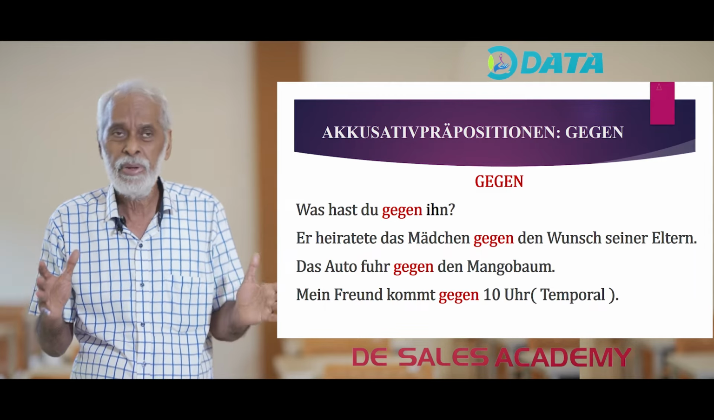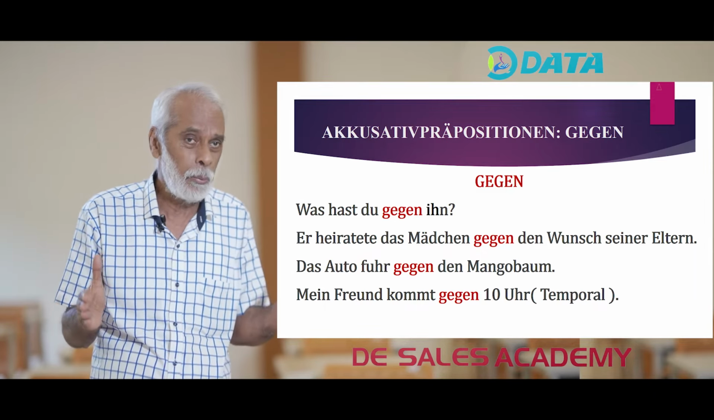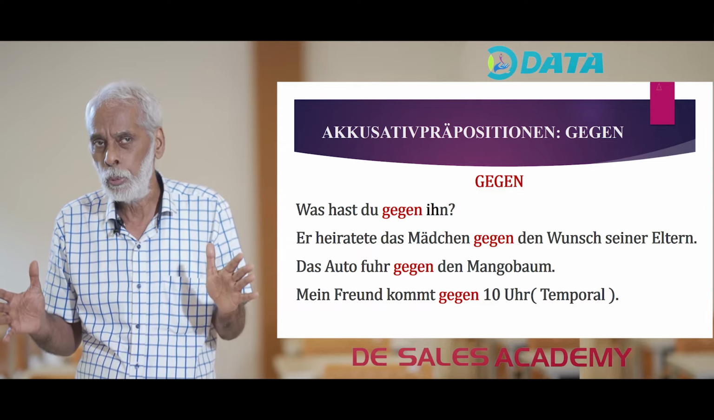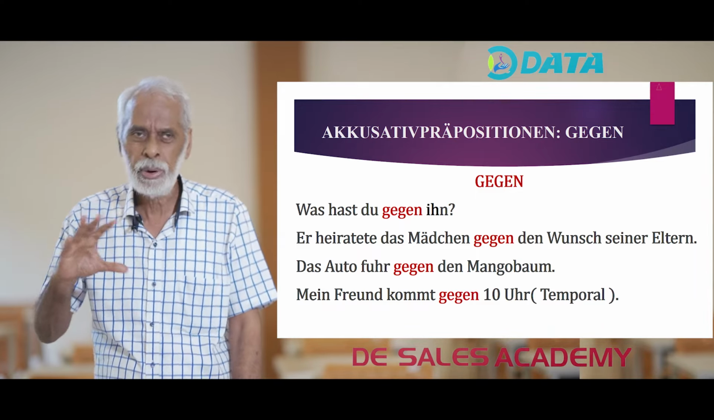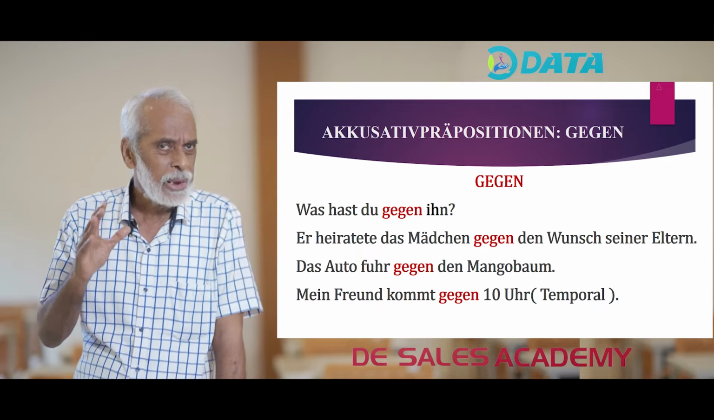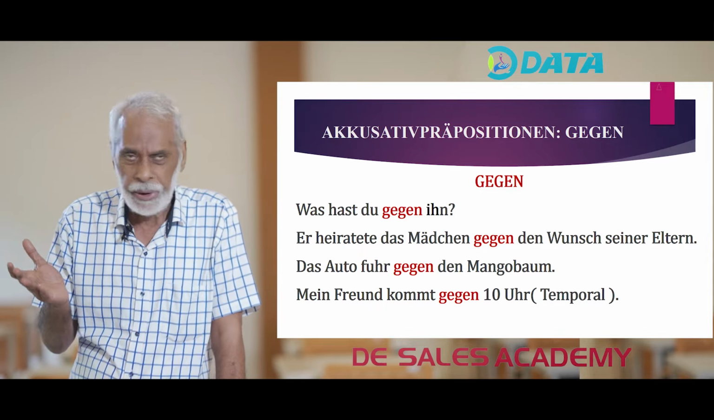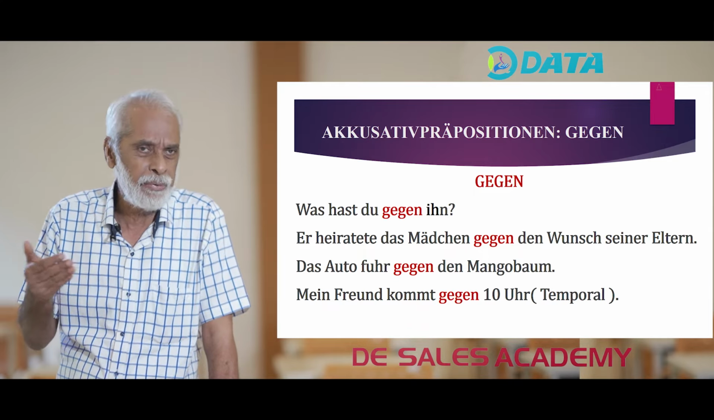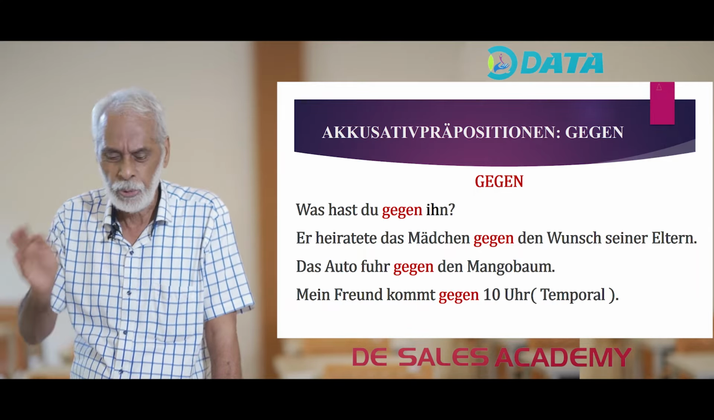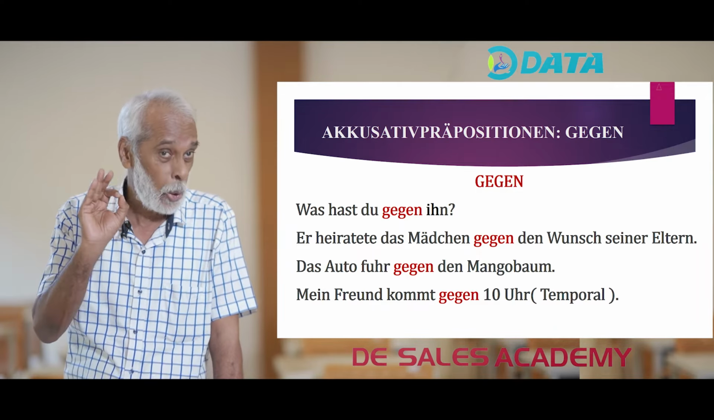So my friend is coming, mein Freund kommt gegen 10 Uhr. It is not exactly at 10 o'clock, but around 10 o'clock. So when you say gegen 10 Uhr, it can be 9:55 or it can be even 10:05 or 10:10. So it is only around, not exactly.